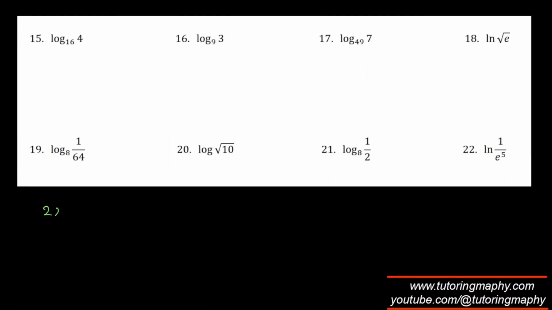Finally, question number 22, we have ln, this can be written as e raised to negative 5. Negative 5 is thrown outside, so negative 5 ln e, and ln e is just 1, so the answer is negative 5.